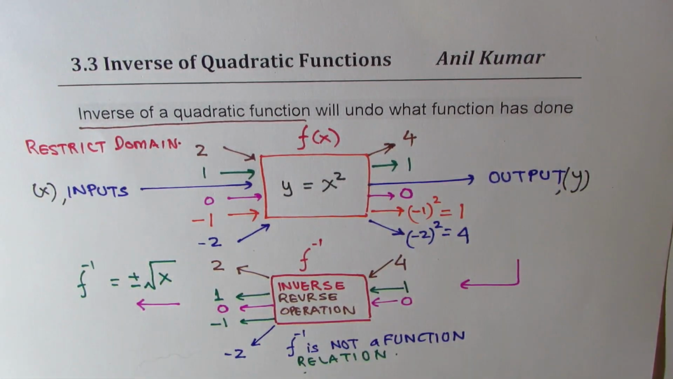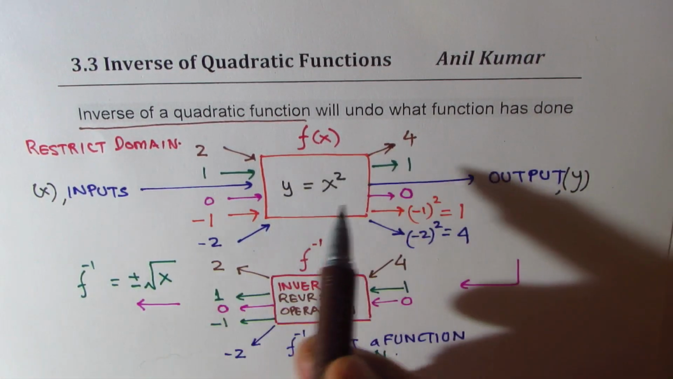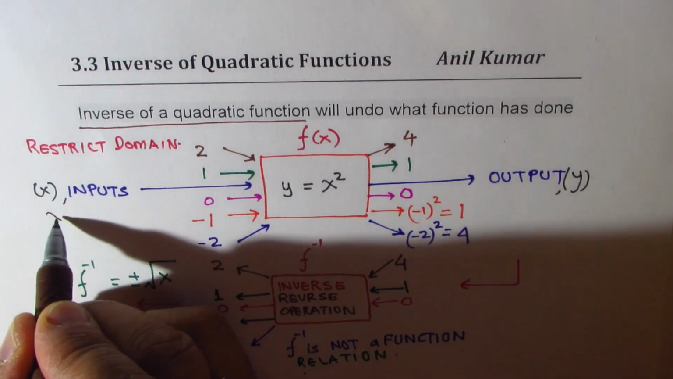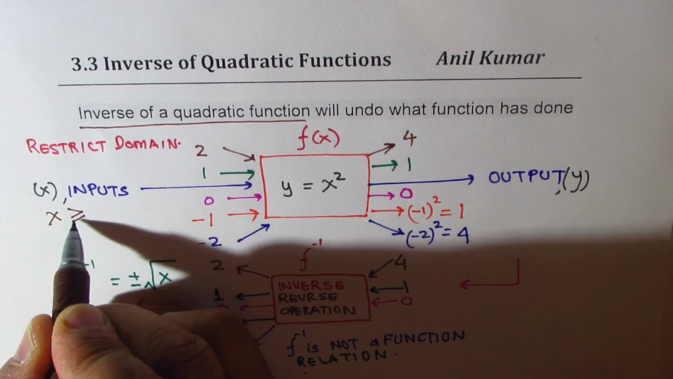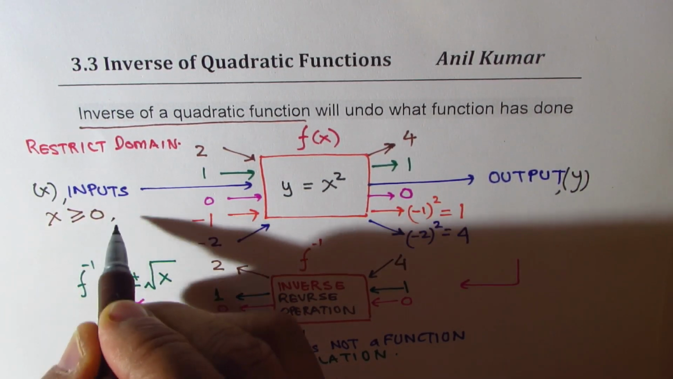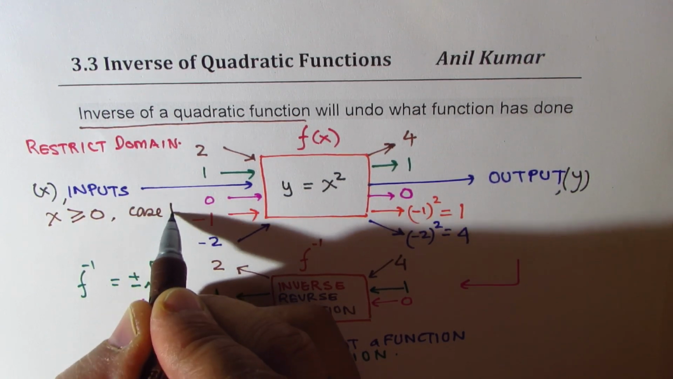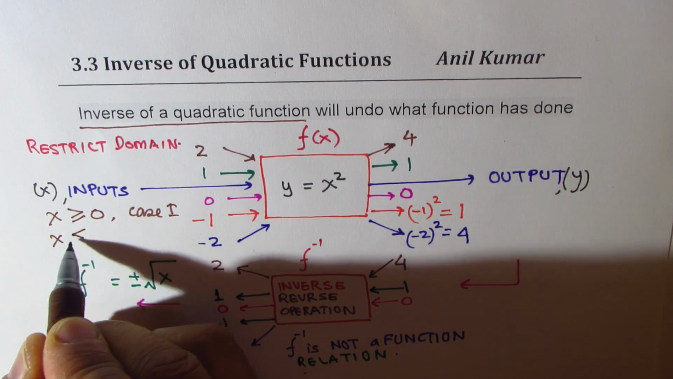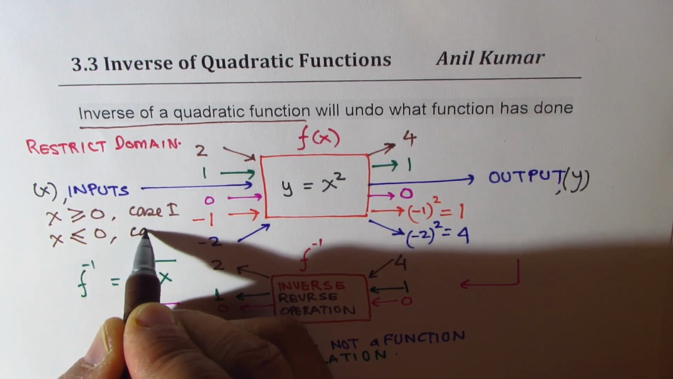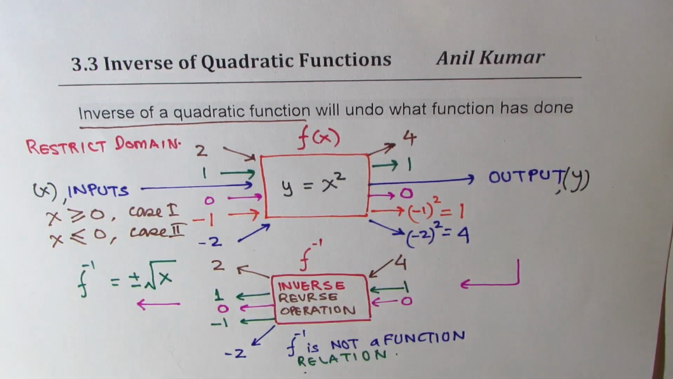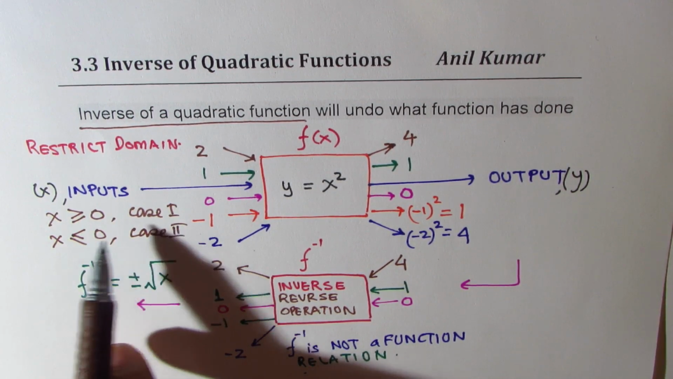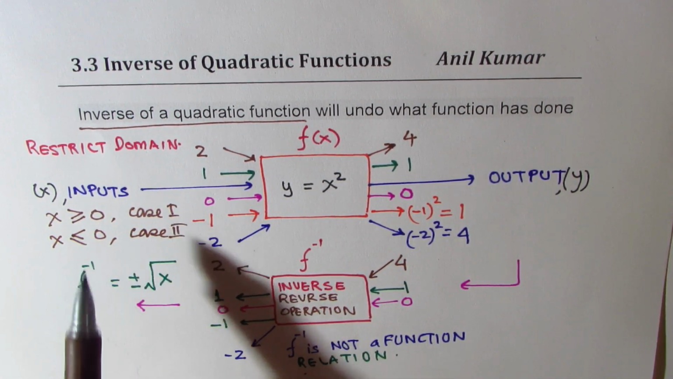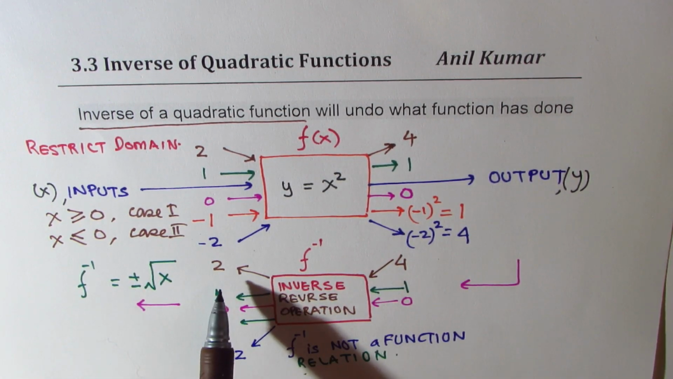So in this case, we could work with 2 types of domain. One, we could say, well, let x be greater than or equal to 0. That could be case 1, for example. Or we could say, let x be less than or equal to 0. That could be case 2. So doing this restriction, we know that we can get exactly what we fed.